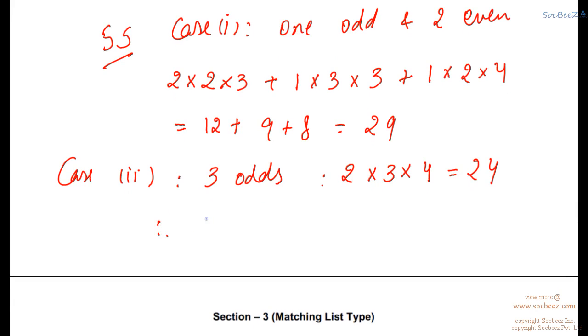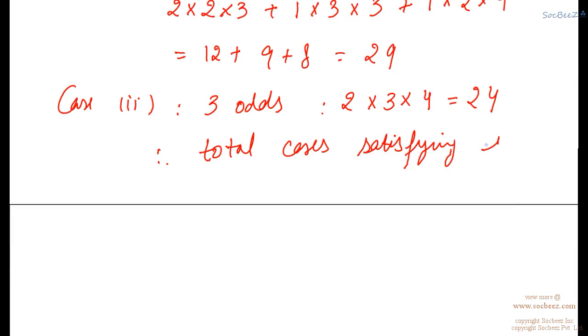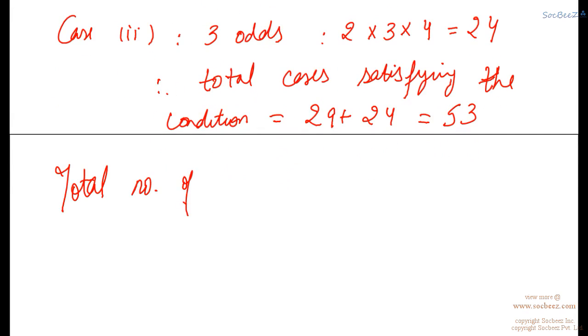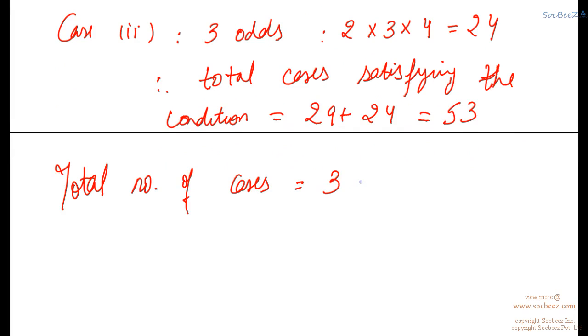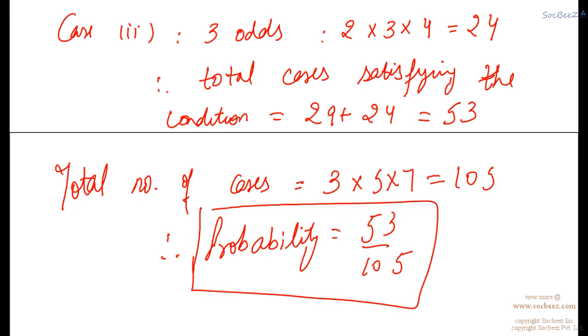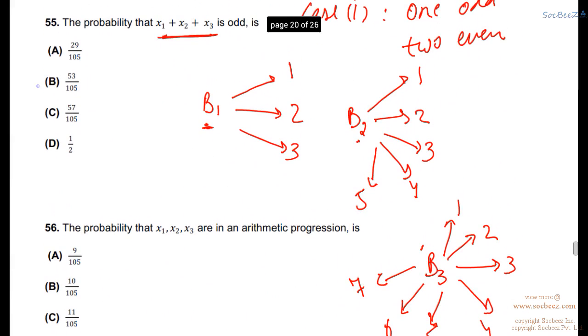Okay, so therefore total cases satisfying the condition equals 29 plus 24, which is 53. Okay, now total number of cases is three numbers in box 1 into 5 into 7. 5 numbers are in box 2 and 7 numbers are in box 3. So this is 105. So therefore probability is 53 upon 105. Okay, so the correct answer here is 53 upon 105, that is option B.